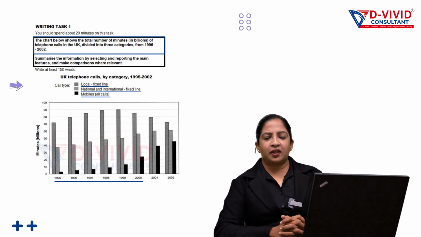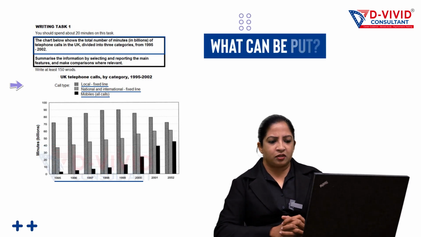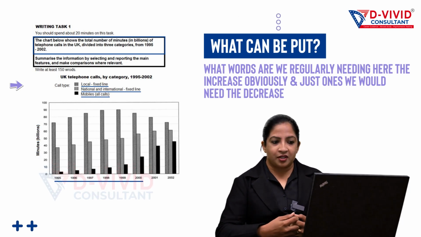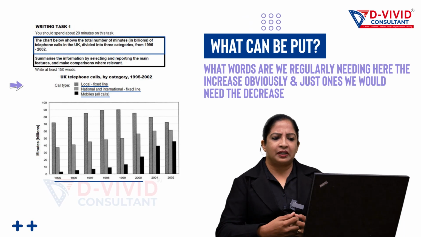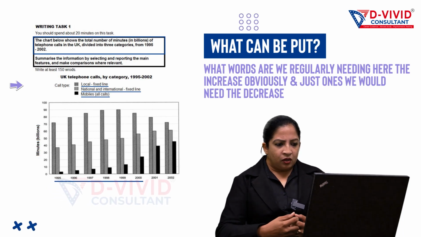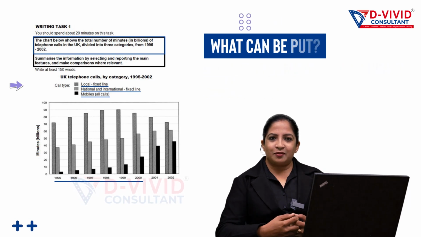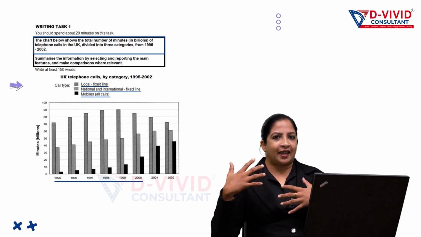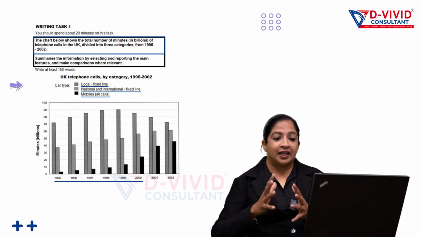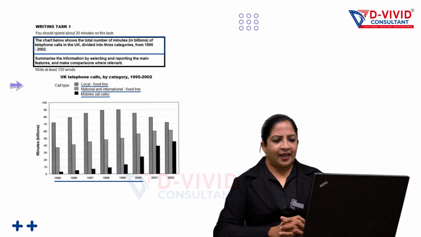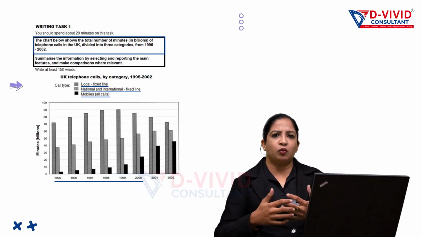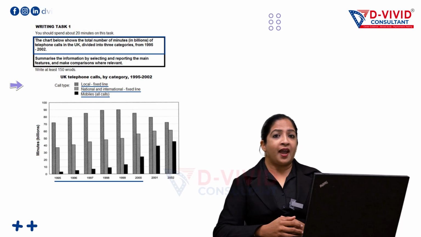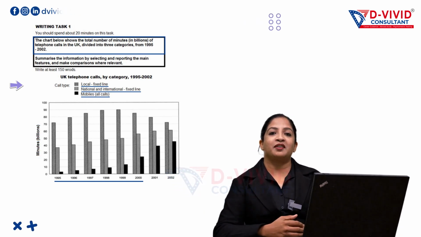Let's see the vocabulary that we can put in. What words are we regularly needing here? The increase, obviously, and just once we would need the decrease. So now I am ready with the synonyms of increase. Now I have a whole bucket full of words that I can replace with this word increase. If I just have to use these two words as vocabulary, what other opportunity do I have to showcase my vocabulary to my reader?